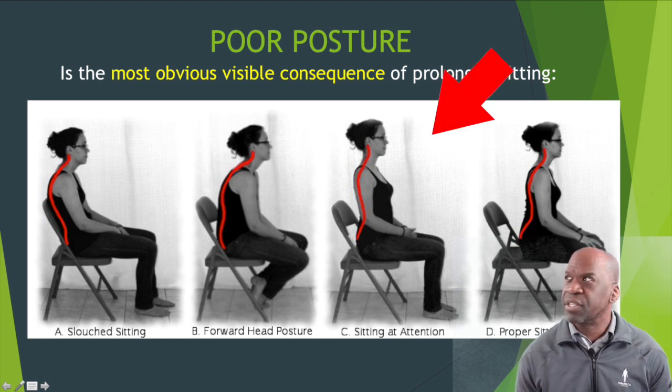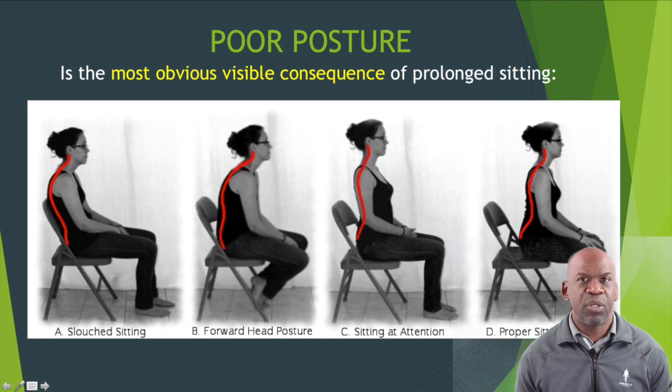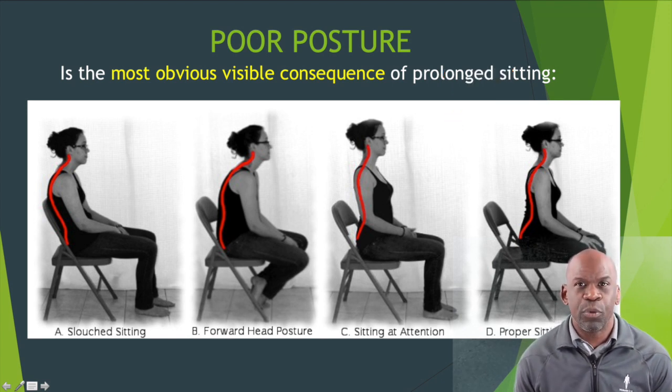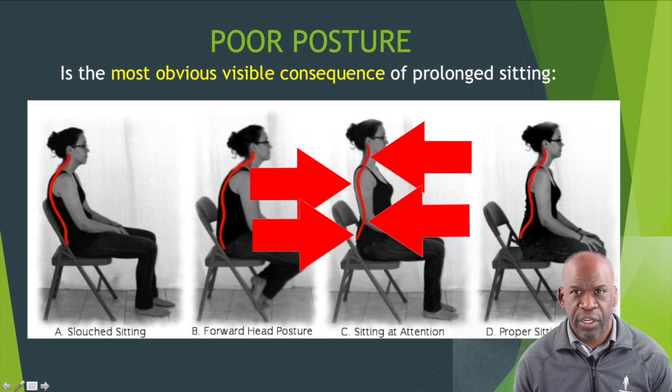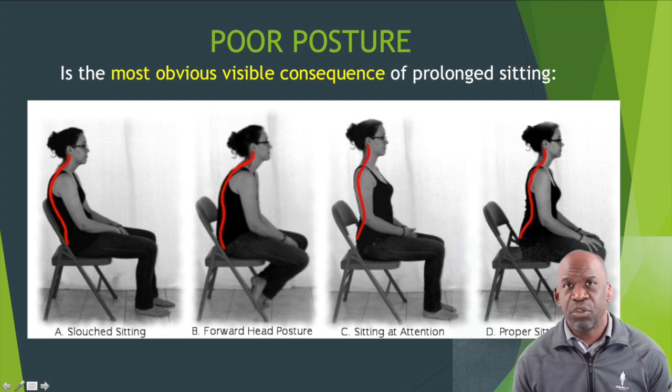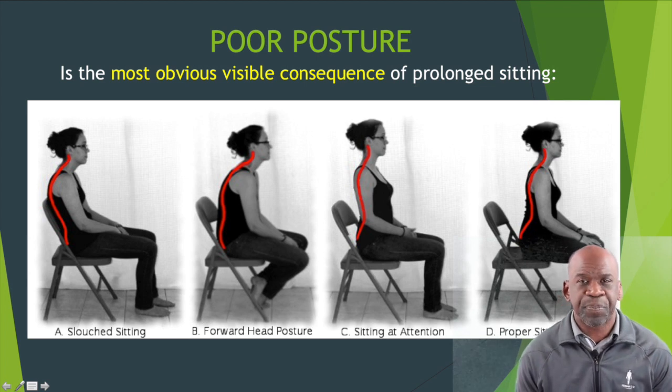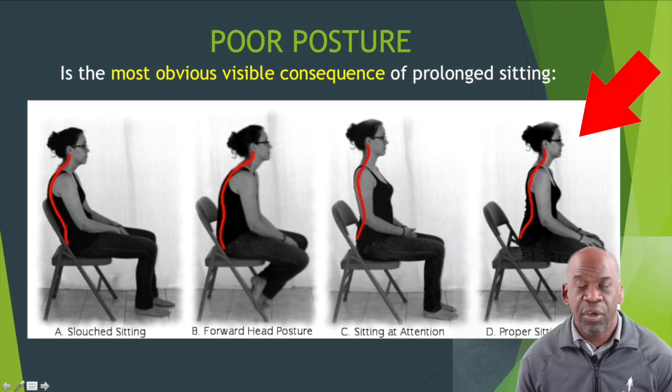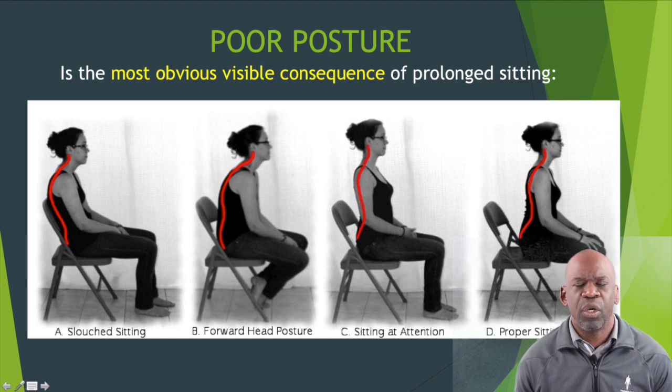If you look to panel C, you can see the representation of somebody who is sitting at attention, and here we can see the normal 4 curves of the spinal column. 2 lordotic curves and 2 kyphotic curves, or in other words, 2 curves point towards the front and 2 curves point towards the back.